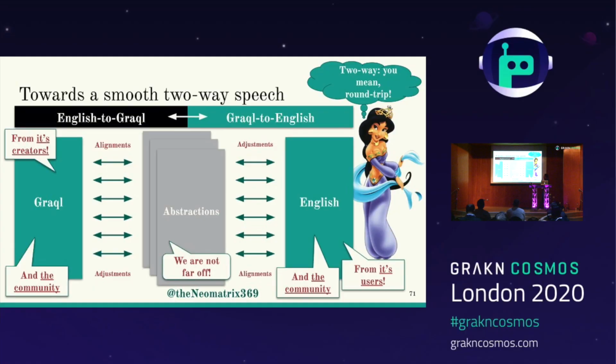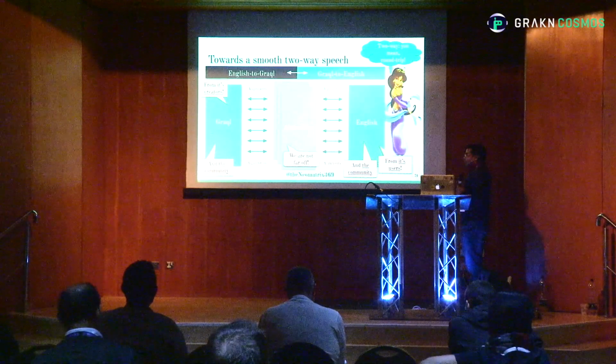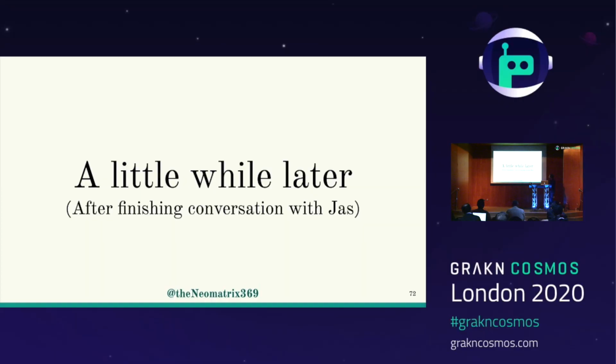So this is my other way of explaining it. If we really look at the bird's eye view of what's happening in the transition between English-to-Graql and Graql-to-English, there are probably multiple layers of abstraction in between. I only showed you three or four ways of translating between Graql and English. I think that work needs to be done on both ends, and also with the help of the community, to make this transition smoother and more accurate, rather than just trying to translate something from Graql to English.